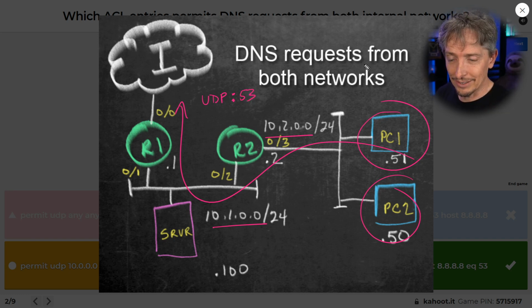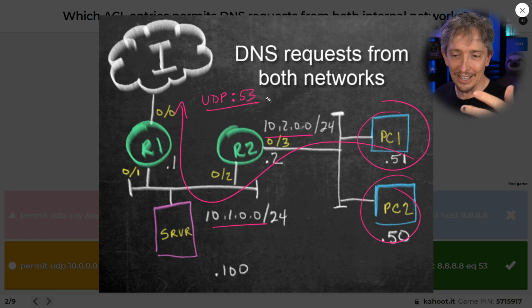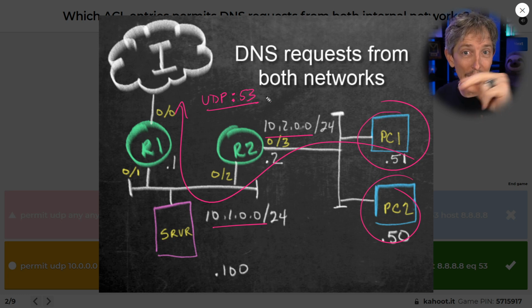So DNS requests from 10.2 or 10.1 anything, or 10.10, 10.20 anything, with the destination port of UDP port 53. So my goal here with these questions is to help us confirm that we understand how it works.